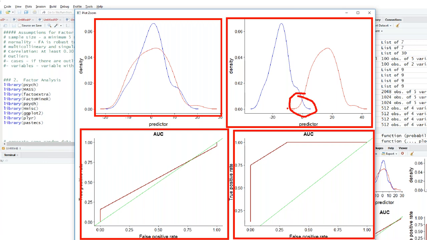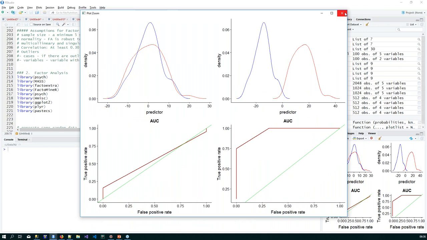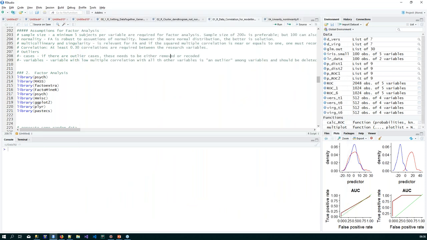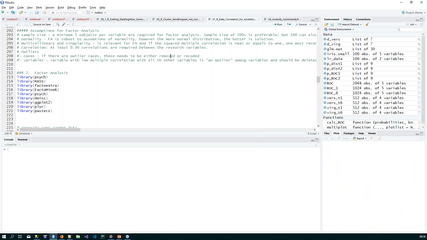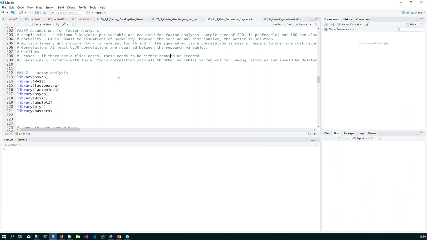So depicting that, for some algorithms it is not just important but mandatory that the data set and input variables are not correlating with each other, versus some cases where it is very much important that data sets are correlating. Factor analysis, for instance, is a case where you definitely need all the input variables to have at least 0.3 correlation. And there are also some other assumptions for factor analysis.